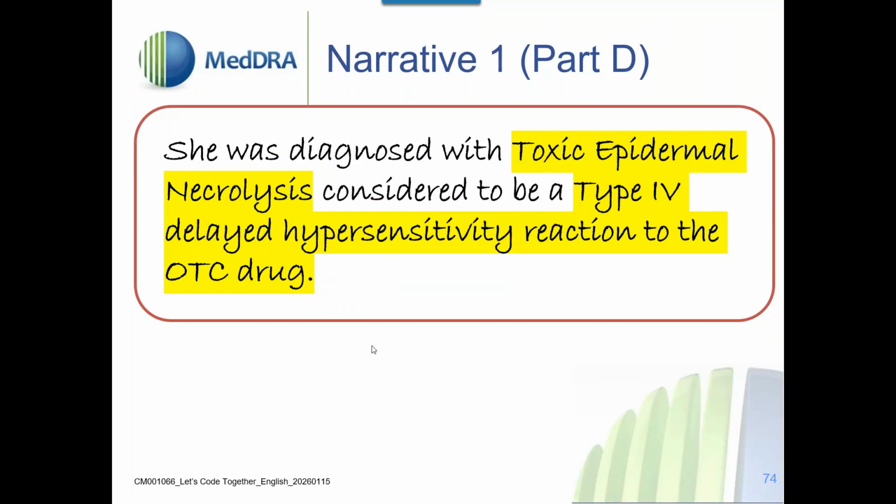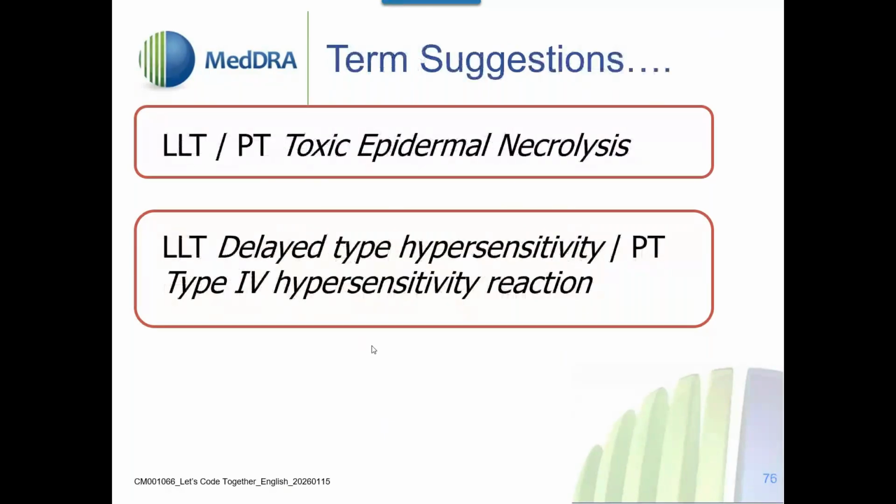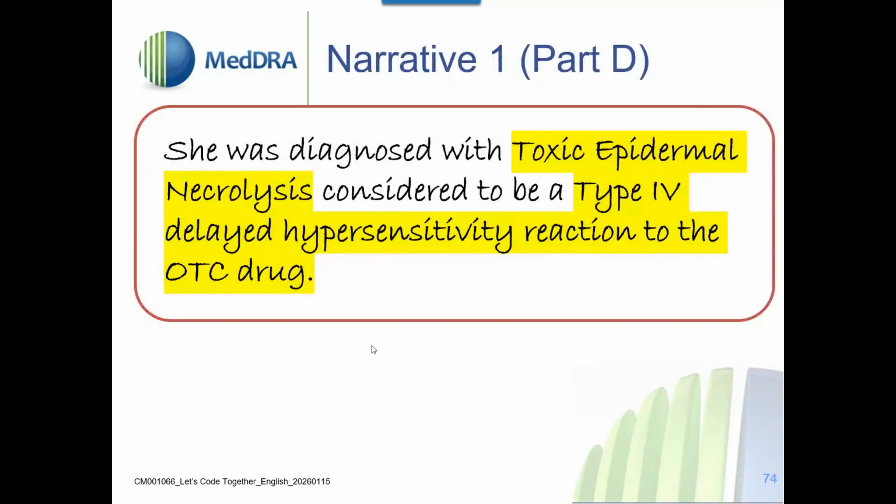So we now have the full story. We've got our diagnosis and we know the cause. So here they are, toxic epidermal necrolysis, type 4 delayed hypersensitivity reaction to the drug. And I would code that to toxic epidermal necrolysis and delayed type hypersensitivity, which has a PT of type 4 hypersensitivity reaction. So what's interesting is if you look at the LLT, it captures the word delayed, but the PT concept is type 4 hypersensitivity reaction. And that's what we were given in our verbatim term. I'll just show you, there we are, type 4 delayed hypersensitivity reaction to the drug.